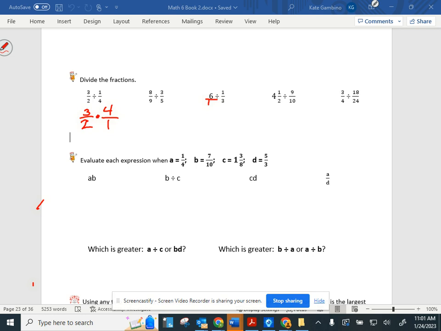So you're going to take those whole numbers and the mixed numbers, you're going to make them improper. Then you're going to flip divide to multiply, flip the second fraction to its reciprocal, and then you multiply and simplify.